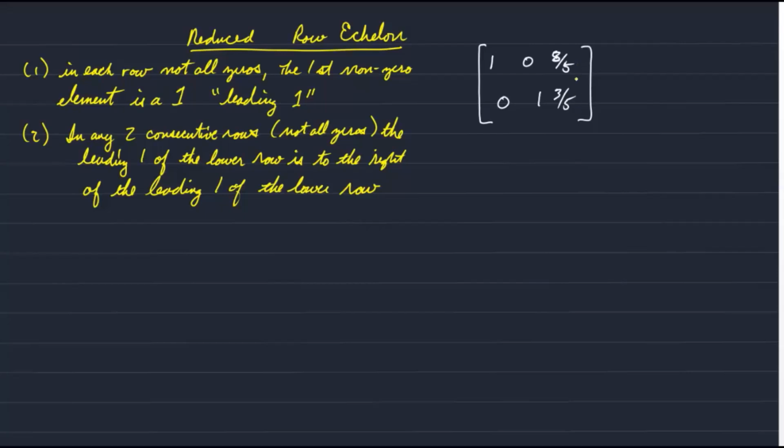So we have two rows, they're not all zero, and they're consecutive. And the lower row has a leading one that's to the right of the leading one in the upper row.